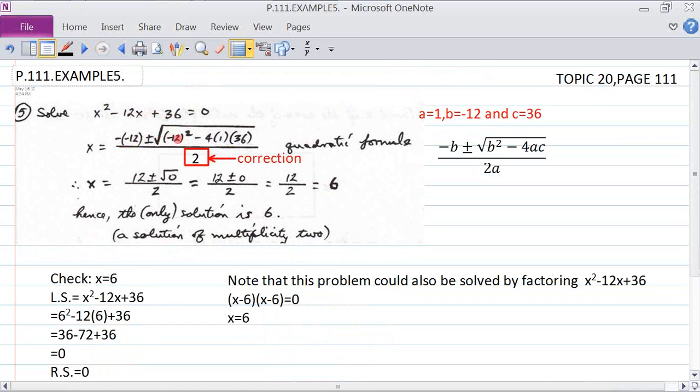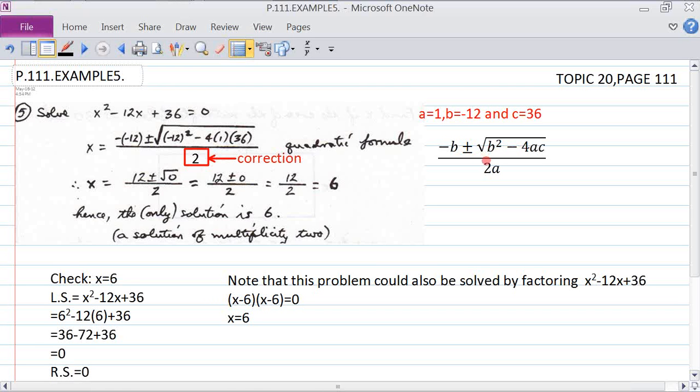Here again, we're going to use the quadratic. Here's the quadratic equation right here. You should know this off by heart. In this case, a is 1. It's the coefficient of x squared. B is minus 12, and C is 36. So here we have it. A is 1, B is minus 12, and C is 36.